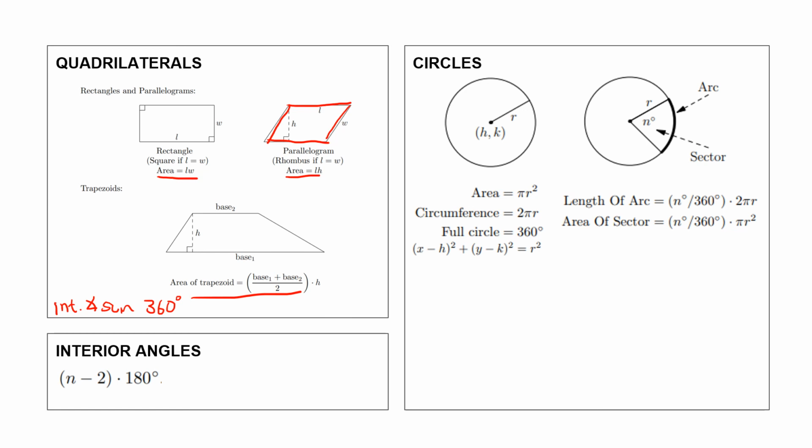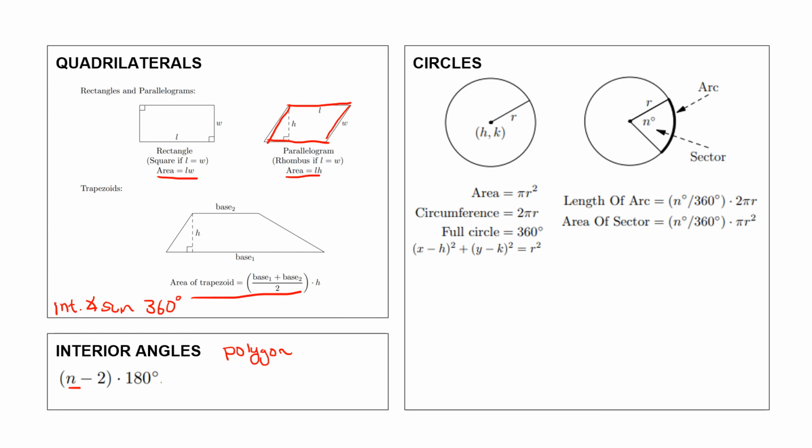Now the sum of the interior angles of a convex polygon is defined as the number of sides minus 2 times 180. And we can verify this with our triangle where we have 3 sides. 3 minus 2 is 1 times 180, and we know that the interior angles of a triangle is in fact 180. So let's move on to circles.